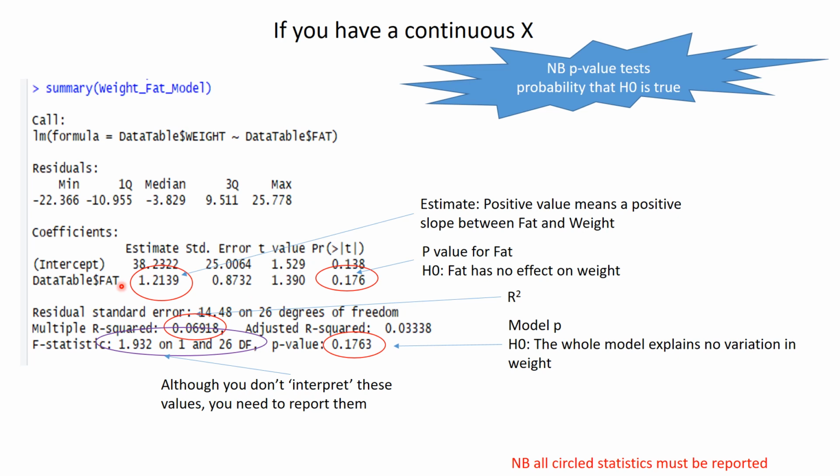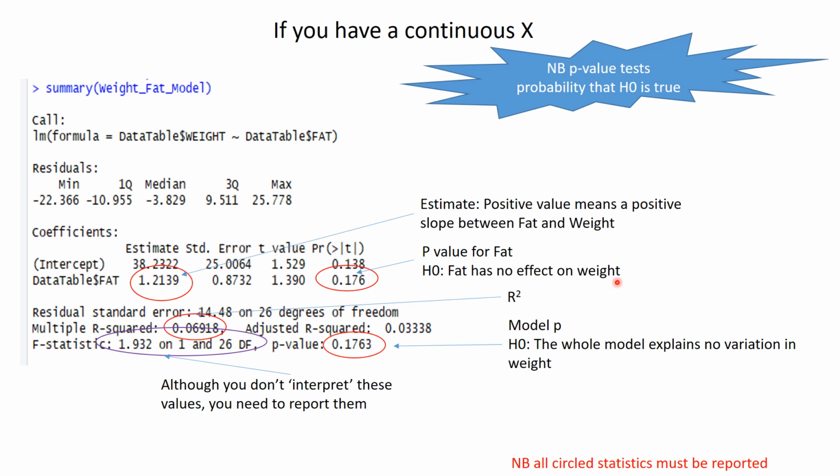And because fat is a continuous variable, in this case, our null hypothesis is that fat has no effect on weight. All right. So as fat increases, weight does not change significantly. Right. So this is a graph with a slope of 0. That's our null hypothesis. We can see that again our p-value is 0.176.